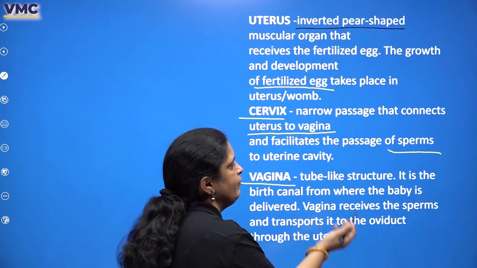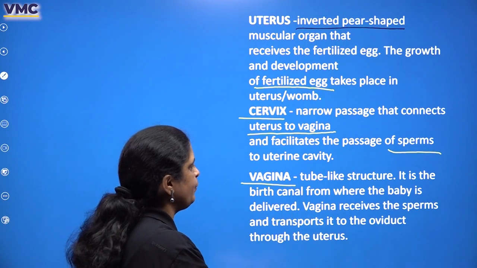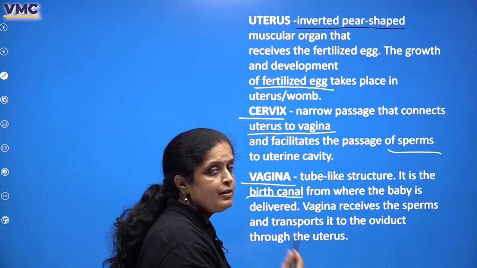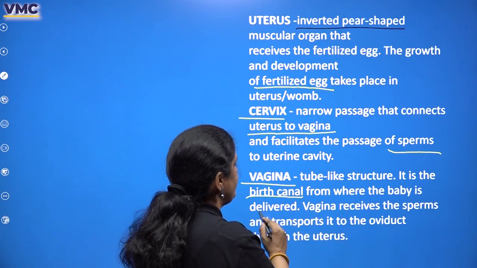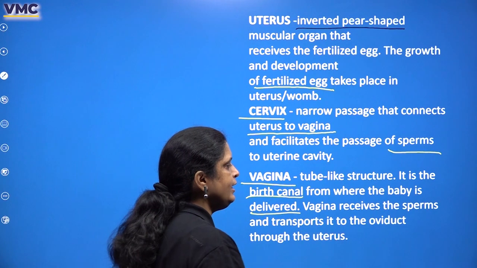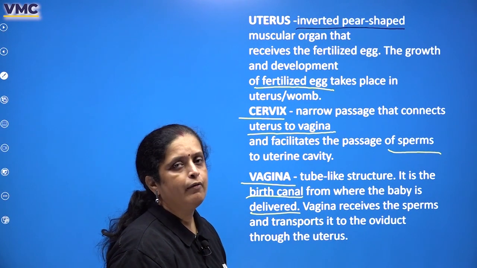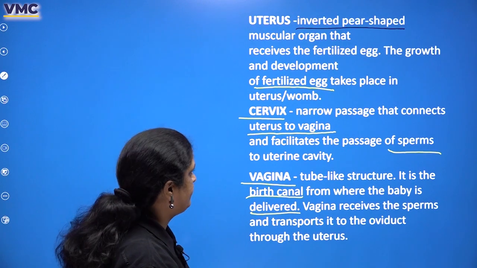Vagina. Vagina is the outer opening and it also is connected to the birth canal. It is the birth canal where the baby is delivered, right? And vagina is the first to receive the sperm from the male penis.